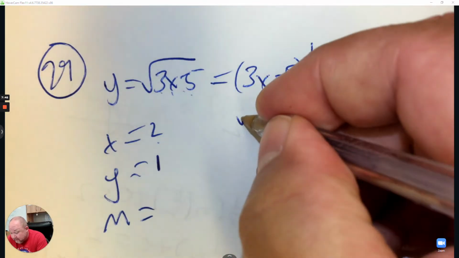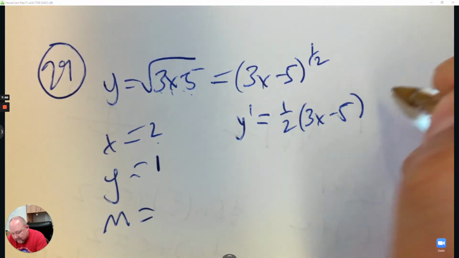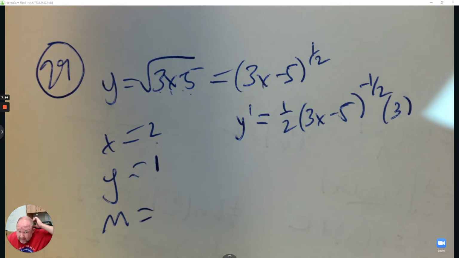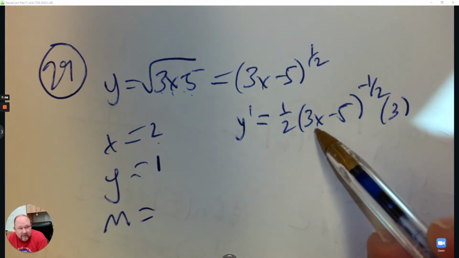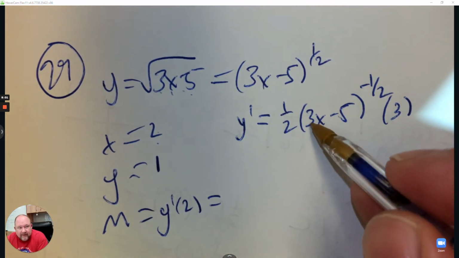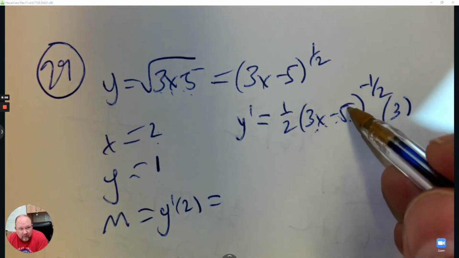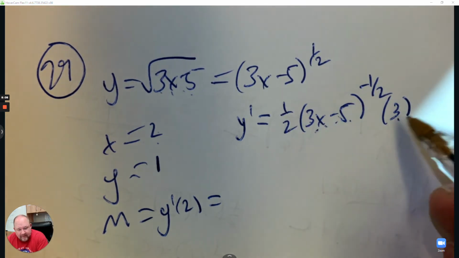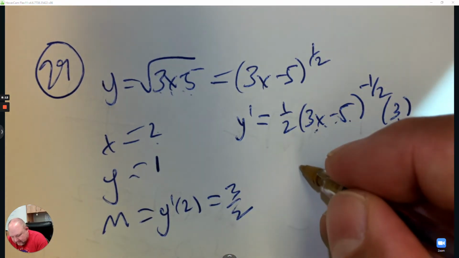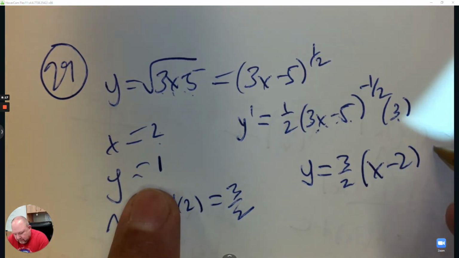To find the slope, I need to find the derivative. So the derivative is 1/2, (3x subtract 5), subtract 1 from the exponent, and don't forget the hook. And then I plug in 2 into here. And again, what's the derivative at 2? It gives me the slope. 3 times 2 is 6. Take away 5 is 1. 1 to anything is 1. So it ends up being 1/2 times 3, which is 3 over 2. So the tangent line would be y equals 3 over 2 (x minus 2) plus 1.